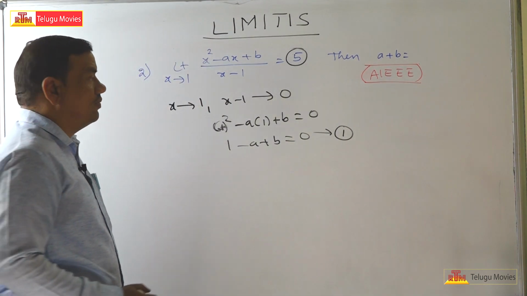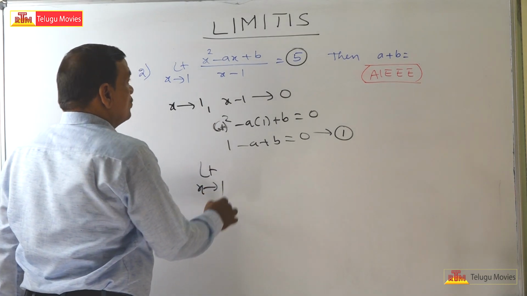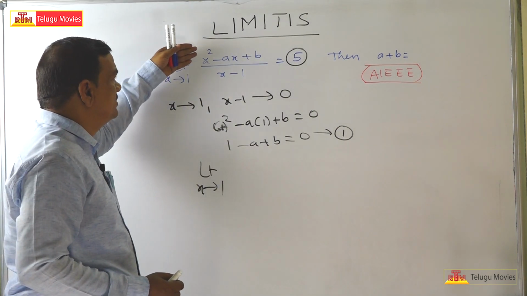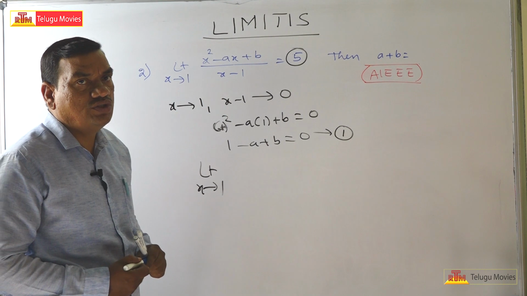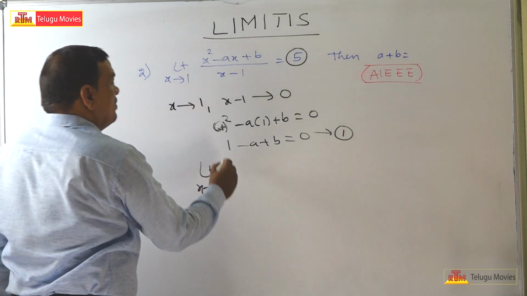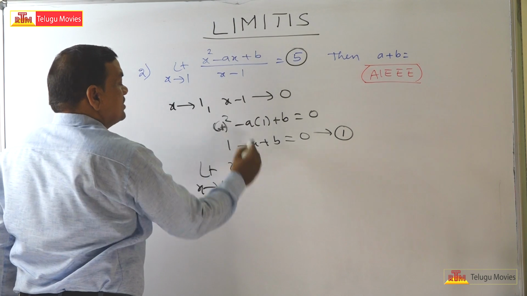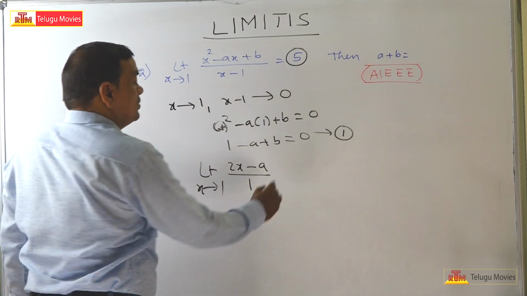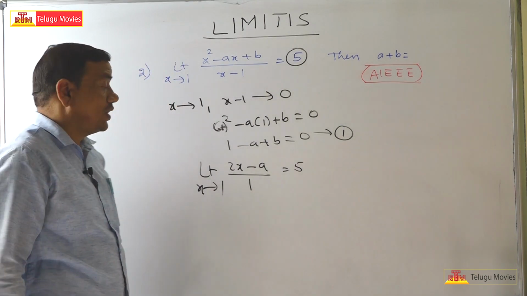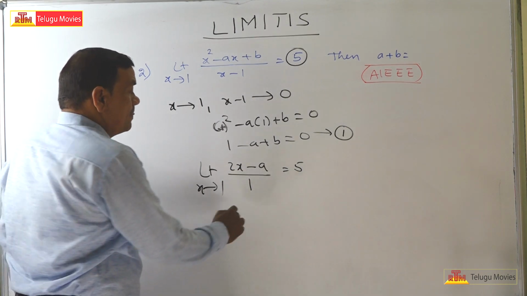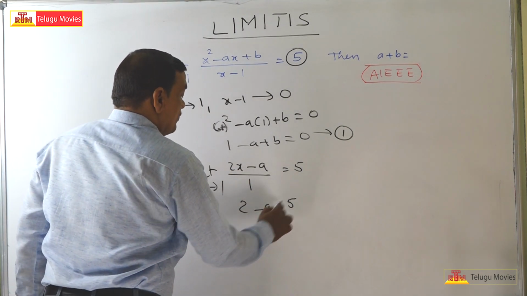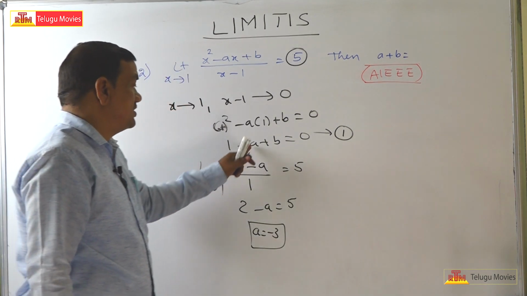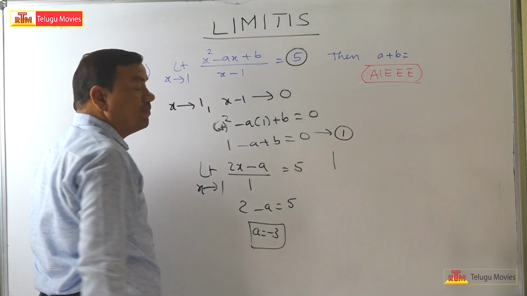Now let us solve this problem by L'Hospital rule, treating it as a 0 by 0 form. The derivative of x square is 2x, minus the derivative of ax is a, the derivative of b is 0, and the derivative of x minus 1 is 1. It is equal to 5, as given. As x tends to 1, substitute here: 2 minus a is equal to 5. Therefore a is equal to minus 3. Substitute the a value minus 3 here: 1 minus of minus 3 is 4.